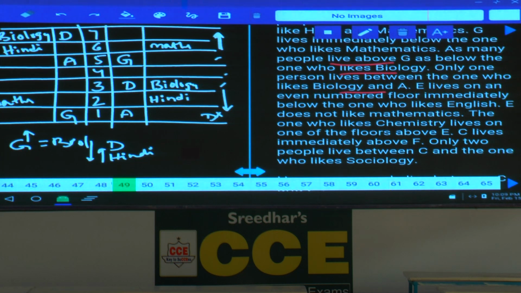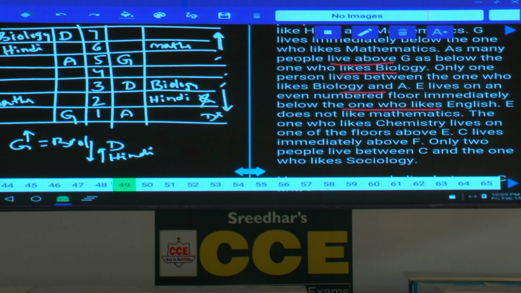E lives on an even number floor immediately below the one who likes English. Now E lives on an even number floor. Even number floor means in the first case, E can be either on the 2nd floor, 4th floor or 6th floor, isn't it? Out of which E cannot be on the 2nd floor, because if E is on the 2nd floor, then E lives immediately below the one who likes English, hence English must be on floor number 3, which is not possible, which implies that E cannot be on the 2nd floor. Are you following this one or not?